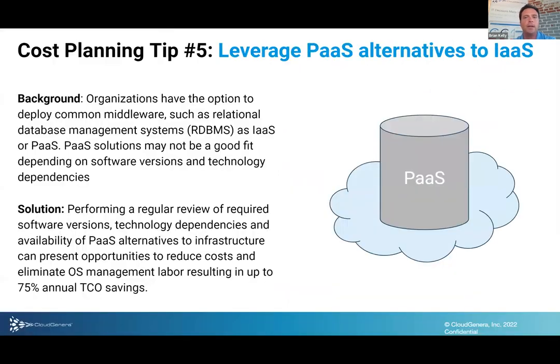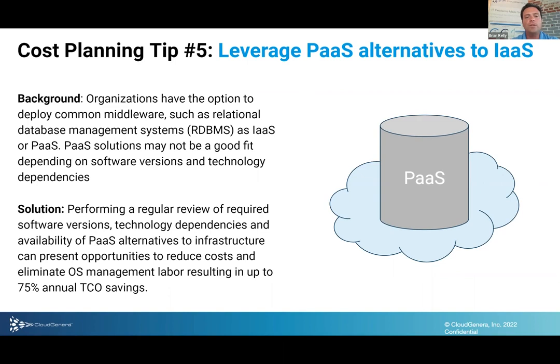Next, let's talk about cost planning tip number 5, leveraging PaaS alternatives to infrastructure. This is not a new concept. In fact, for many years, organizations have had the opportunity to take advantage of platform as a service alternatives to infrastructure. As background, cloud service providers offer a platform as a service alternative to common middleware run as infrastructure. The most popular is the Relational Database Management System, or RDBMS.